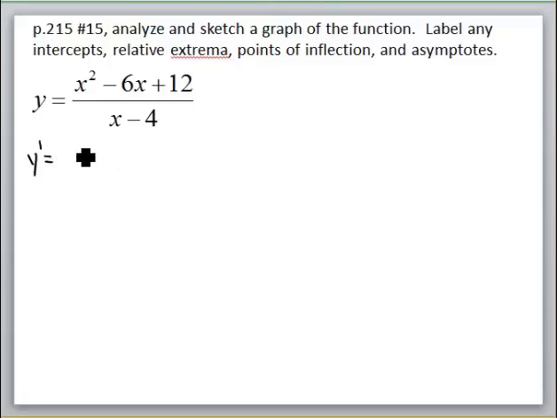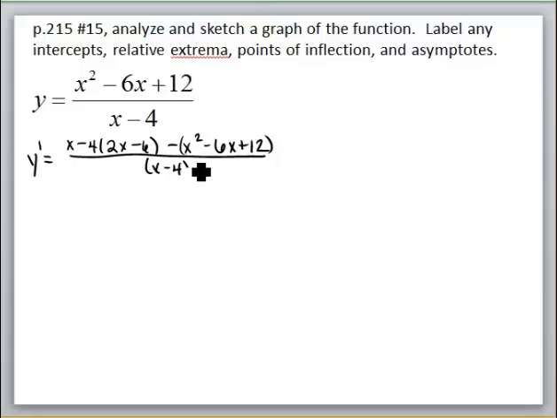So I have the first derivative be bottom times the derivative of the top minus the top times the derivative of the bottom, all over, notice it's just a 1, I didn't even write it, bottom squared. Well, in order to simplify this, I'm going to have to multiply. So I'll have to FOIL the first part.